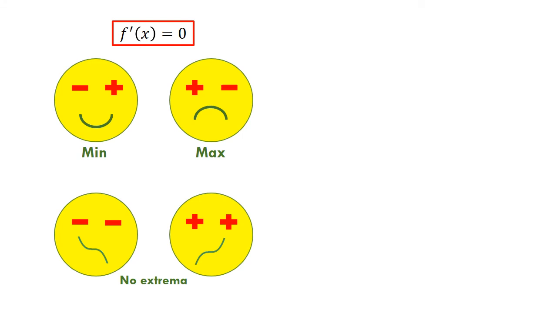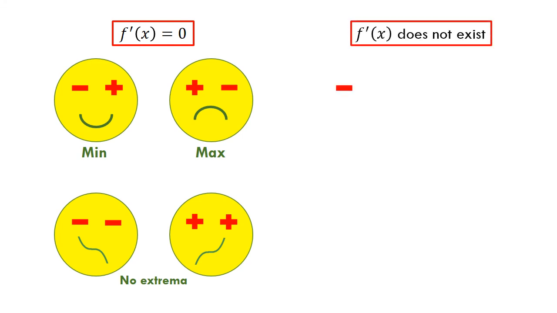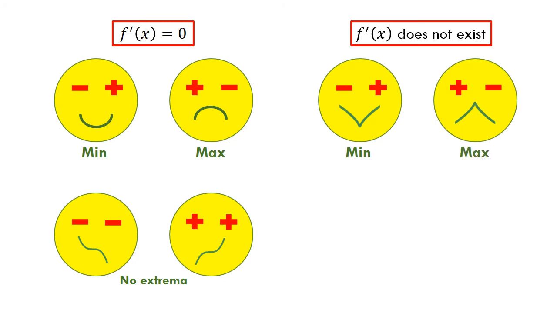For f prime of x does not exist, if the slope on the left is negative and on the right is positive, the function is decreasing and increasing like this, so there is a relative minimum at this point. If the slope on the left is positive and on the right is negative, the function is increasing and decreasing like this, so there is a relative maximum at this point.